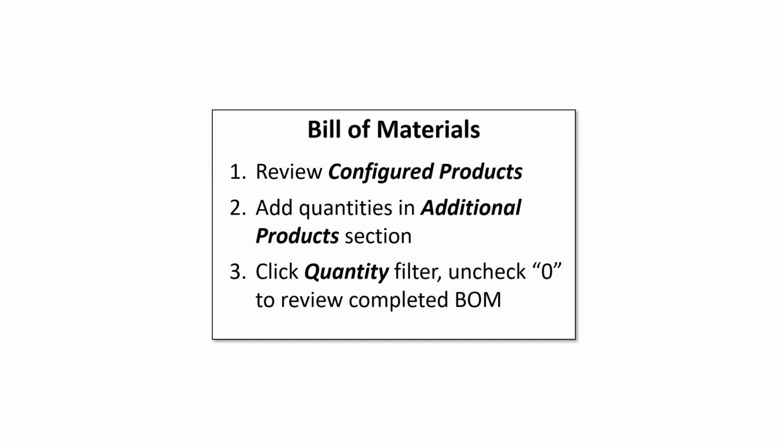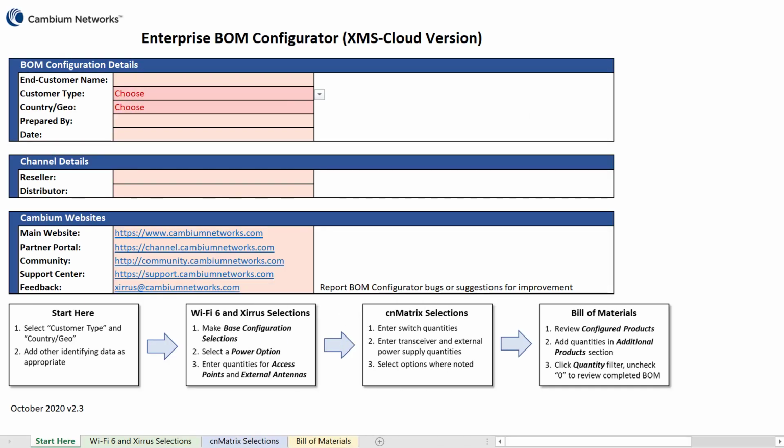After completing the selections worksheets, your choices appear as part numbers and quantities on the bill of materials worksheet. You can add additional Wi-Fi accessories on this worksheet as well. When completed, you can submit the configured BOM to a reseller or distributor for final pricing. Now let's look in detail at each worksheet, beginning with Start Here.